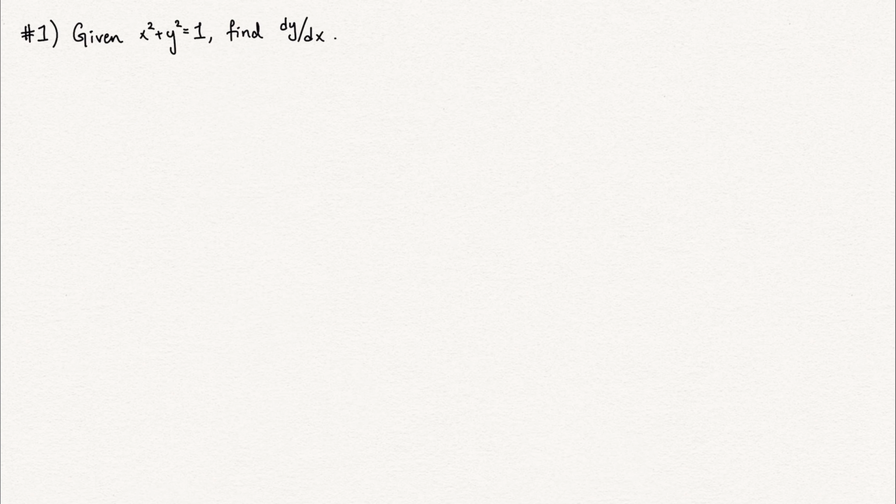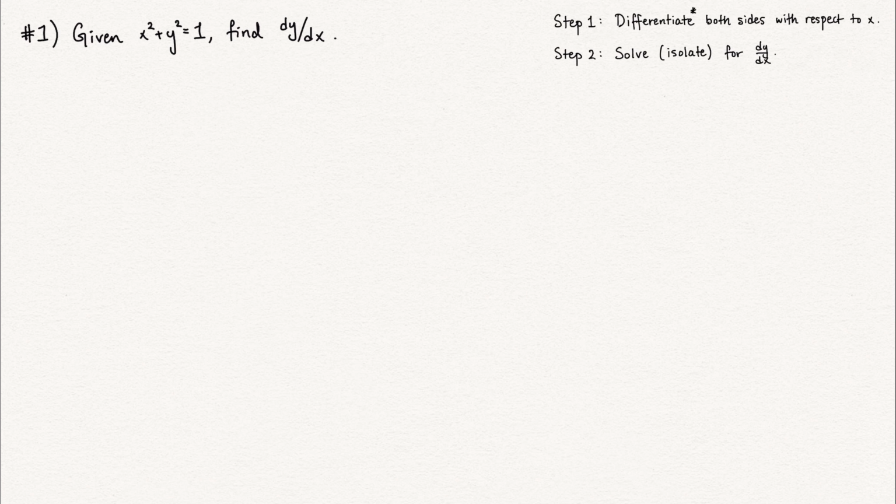All right, for our first example, let's try to find the derivative of the equation of the circle that we saw a little bit earlier. So in other words, given x squared plus y squared equals 1, let's try to find dy by dx. And I'm going to leave the two steps that we need to follow up here in the top right-hand corner, just as an easy way for us to refer back to what we should be doing.